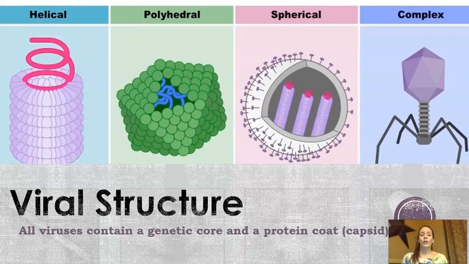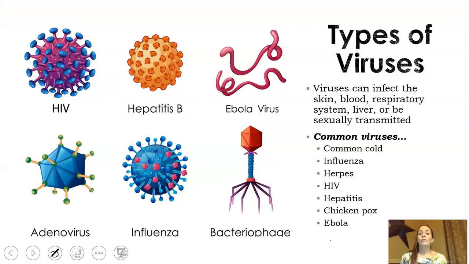It's also important to note that they have that genetic core, so either that DNA or RNA, and then they have something called a capsid, which is a protein coat. And if you remember back to bacteria, bacteria have a capsule. So it's really, really important that you keep those two separated. They're very easily confused by students in this unit.